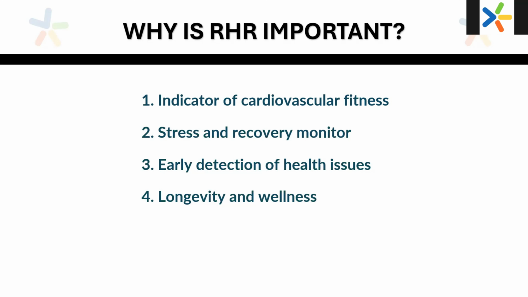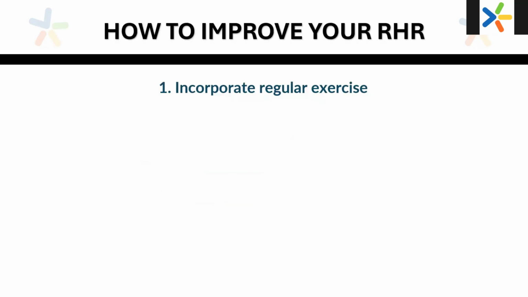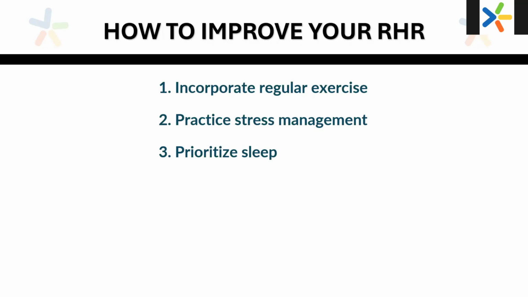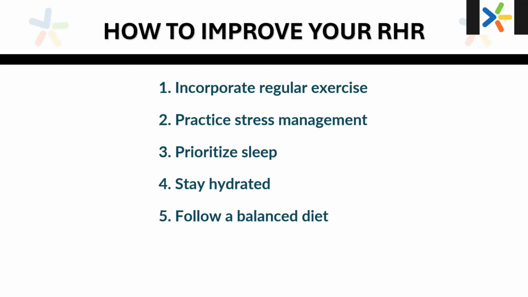So what do you do if somebody has a resting heart rate that's outside of the average? Pretty simple. You focus on things that they can do to improve their resting heart rate. First, incorporate regular exercise. Second, practice stress management. Third, prioritize sleep. Fourth, stay hydrated. Fifth, follow a balanced diet.